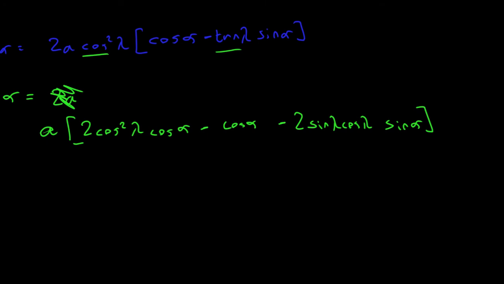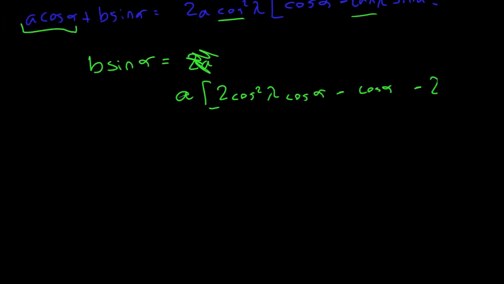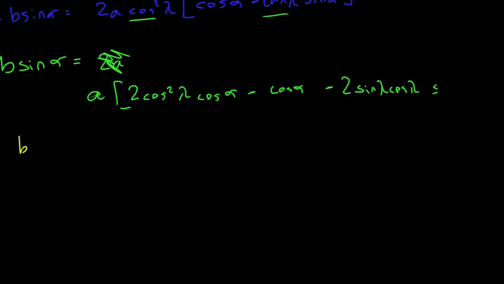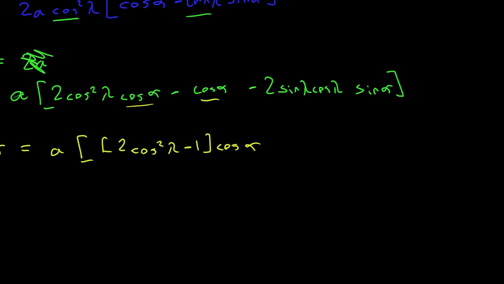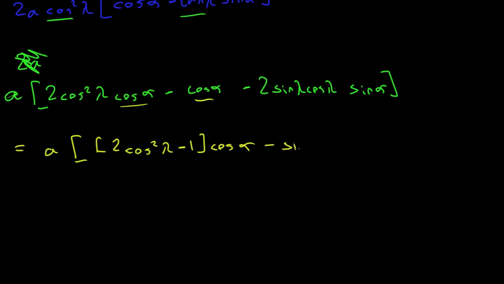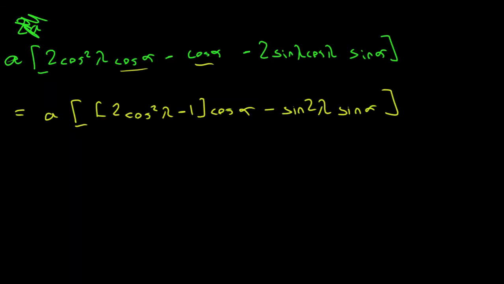Okay, so now we have b sine alpha on that side. We're aware of that b sine alpha. Now this is equal to a times what? Well, this both has a cos alpha, so let's factor that out. And we get something familiar again. And over here we know that this is actually sine of 2 lambda times sine of alpha. And now what? Well, we know that this is cos of 2 lambda. Cos of 2 lambda cos of alpha minus sine of 2 lambda sine of alpha.